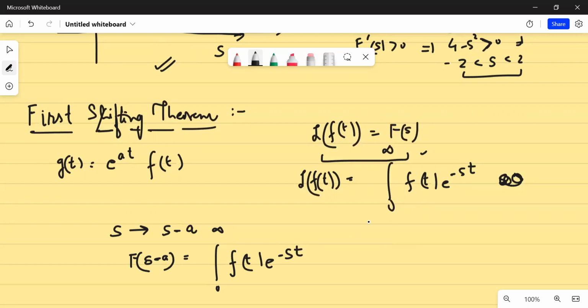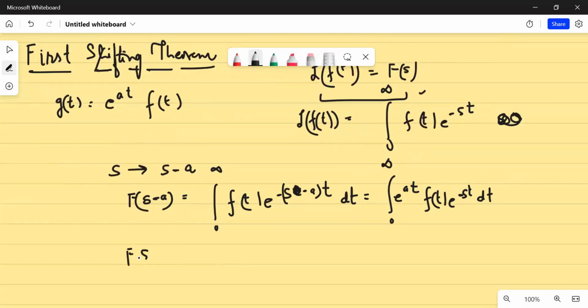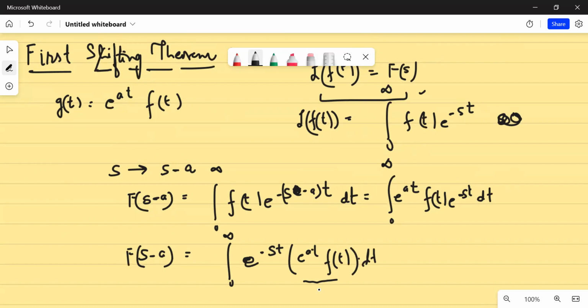मैंने कुछ गलती तो नहीं कर दी ना? So instead if I replace it by s minus a, तो यहाँ पर क्या आएगा? S minus a. Is that clear? And this will be 0 to infinity. इस negative को common लेके बाहर कर दिया, e की power at f(t) e की power minus st dt. Or in other words, F of s minus a is equal to 0 to infinity e की power minus st of e की power at f(t) dt. Is that clear? And it is what? It is equal to the Laplace transform of g of t.